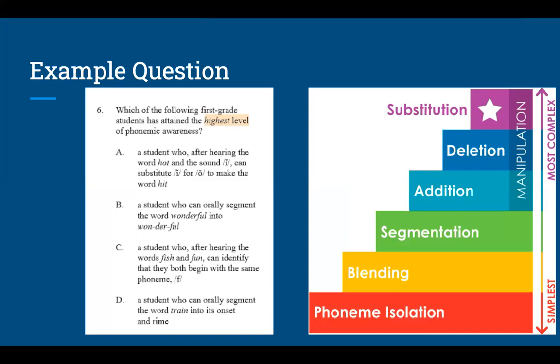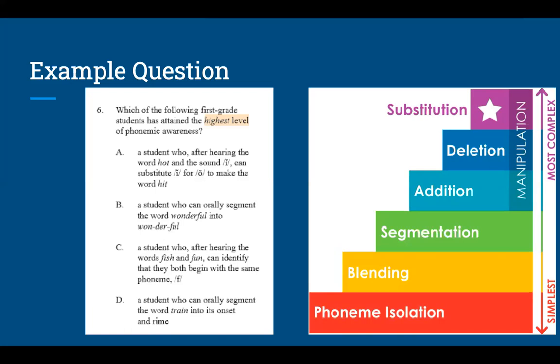So right away, I look at two that I can get rid of that don't have anything to do with the highest level of phonemic awareness. I know that onset and rime comes before phonemic awareness, so I can get rid of that one right away. That's just looking back to my mental picture of my phonological awareness umbrella. It's before students will start working with phonemic awareness, so that wouldn't be considered the highest level. And then B as well, segmenting wonderful into syllables, which is one of the lowest level skills of phonological awareness.